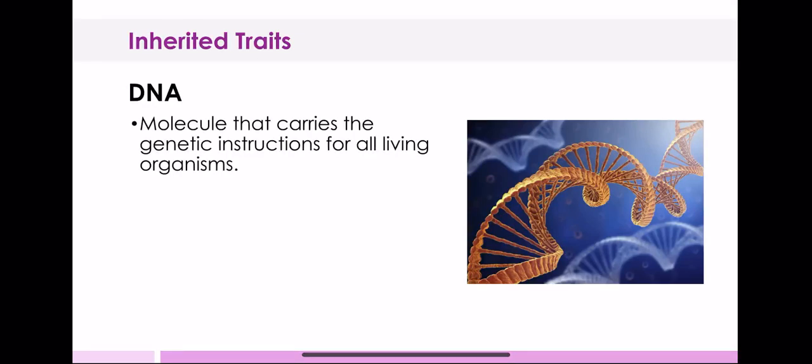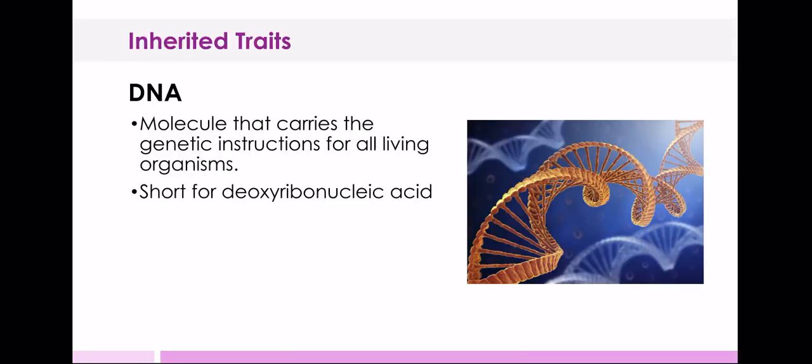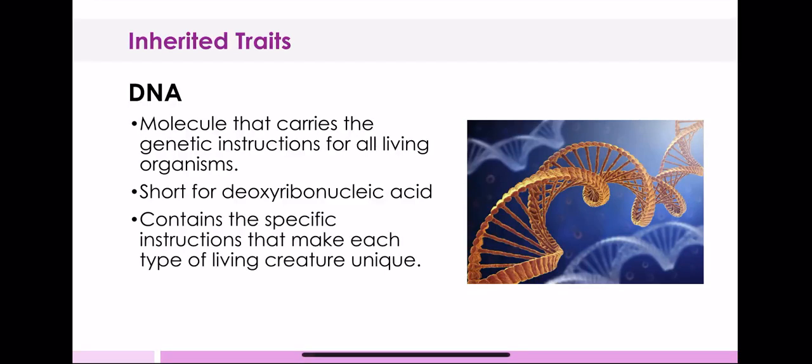DNA. DNA is a molecule that carries the genetic instructions for all living organisms. Everything on Earth that is alive is made up of DNA. It's the basic building block of all life. It is short for deoxyribonucleic acid. It's made up of nucleic acids and deoxyribose sugars. DNA contains the specific instructions to make each type of living creature unique. All DNA is, in its simplest form, the same, but the way it is combined in our cells makes us unique from other human beings, and unique from other species on the planet.